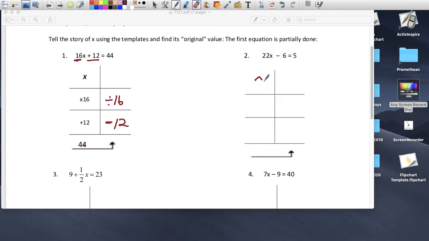My variable is x. It's being multiplied by 22, and then subtract 6, and that gives me 5. So going backwards, we're going to do plus 6, and we're going to divide by 22. And those are the two steps we're going to do. So let's do a couple more here.